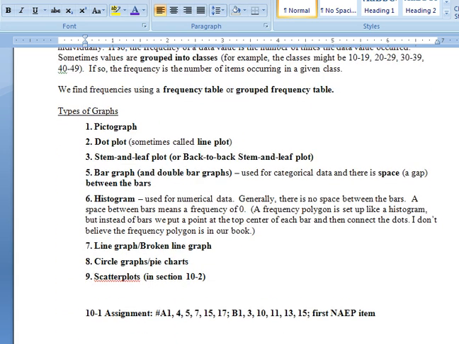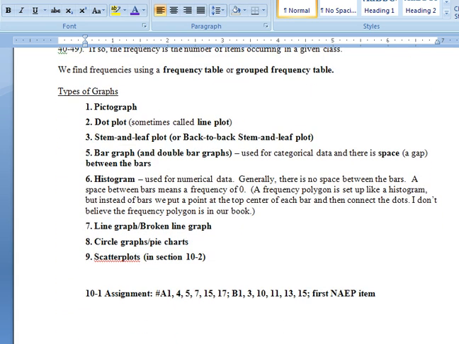Let's look at our types of graphs. Pictographs are on pages 596 and 597. A dot plot is on page 598. A stem and leaf plot, which I'll be doing an example of in a few minutes, is on pages 599 to 602. Bar graphs are on 604 to 605.